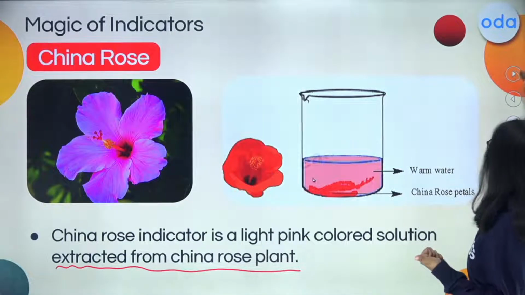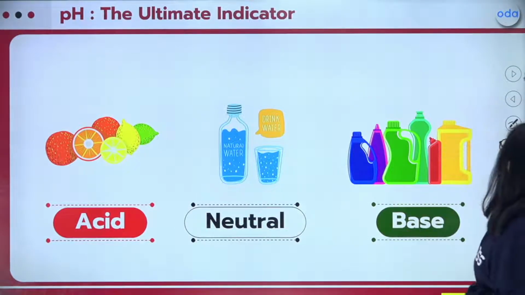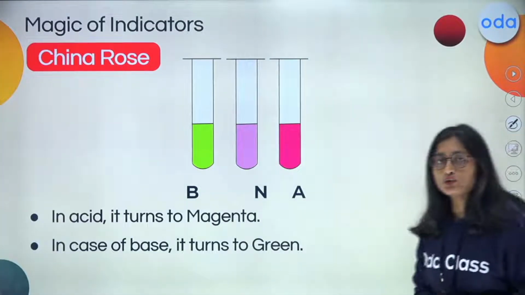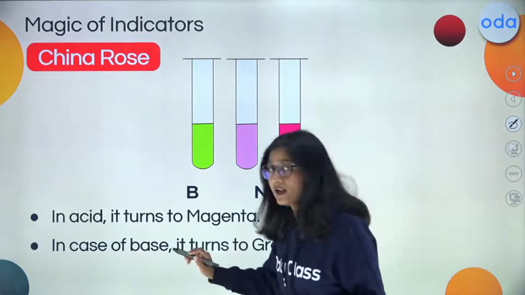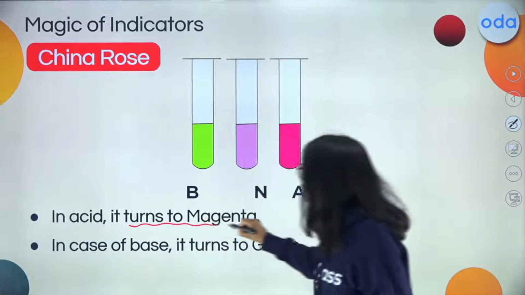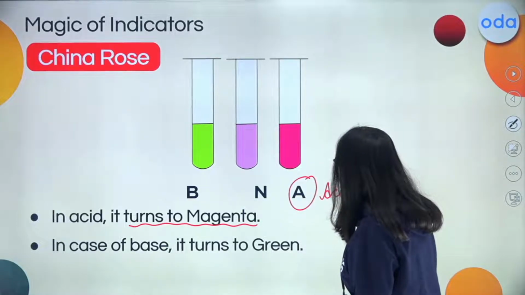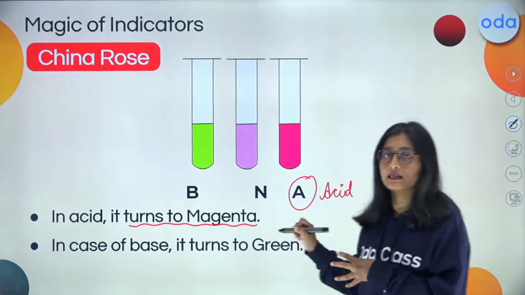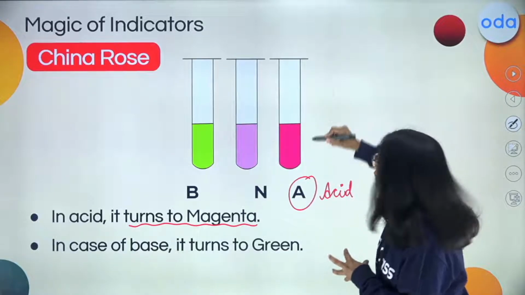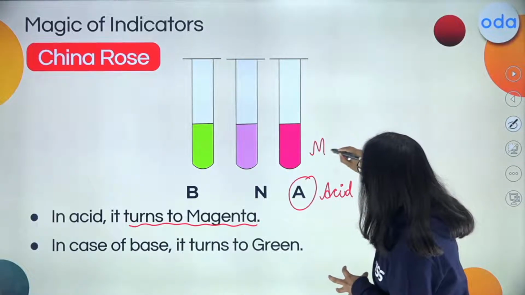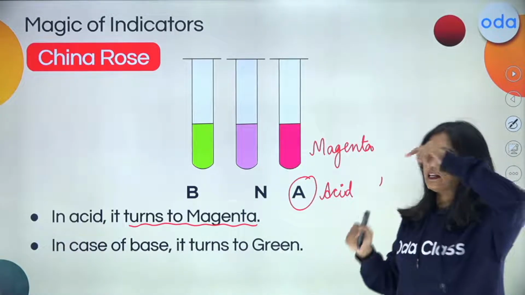As it is easy. Now, when we have all these things, how do we get to know about this? So of course, we are going to find out about the China rose. In case of this, you find that in acid, it turns into magenta. So here, this is going to be the acid. This is going to turn into magenta color, right? Fine, in case of the acidic solution.